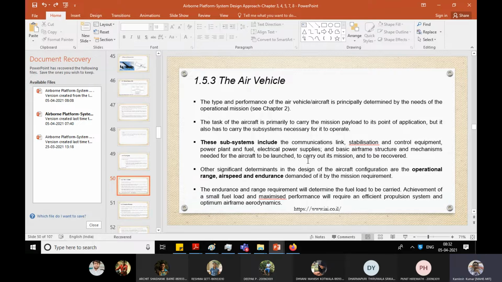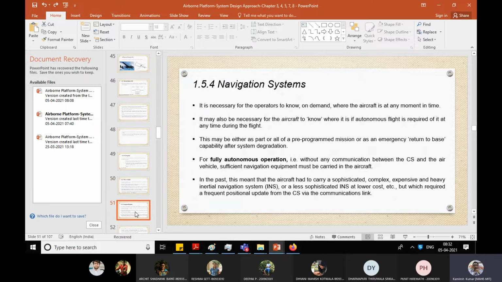Okay, so these are the points you should remember, because the stabilization of the images or video is also important. That's part of the mission. Okay, so it does not get blurred.